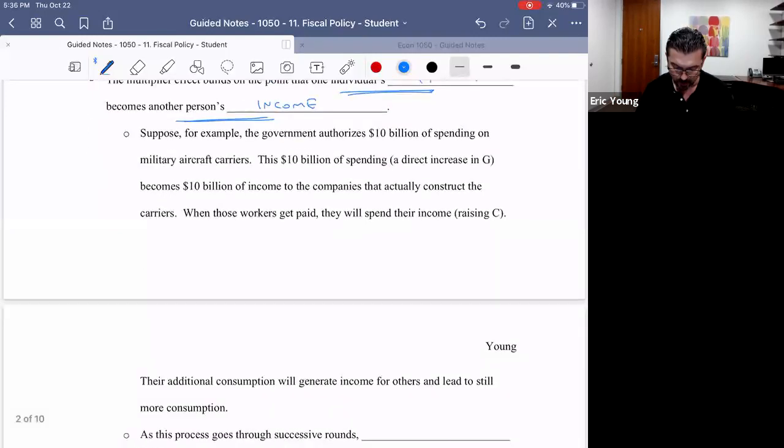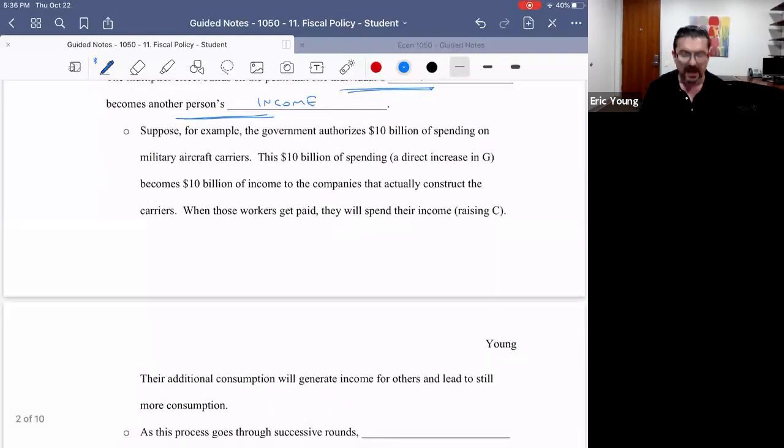Let's do an example real quick, real simple one. Let's suppose, for example, that the federal government authorizes $10 billion of spending on military aircraft carriers. It can be any product. So we're going to see this G of $10 billion, a direct increase in government spending to finance the production of military aircraft carriers. Now let's play this thing out.